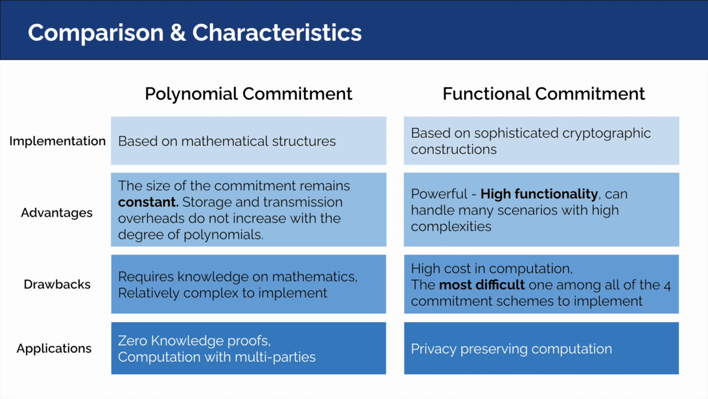Lastly, functional commitment is relatively the most powerful one and can handle complex scenarios. It is based on sophisticated cryptographic constructions, so it is the most difficult one to implement. It is widely used in privacy-preserving computation. Now, Chen Hao and Ziyu will present the open problems.